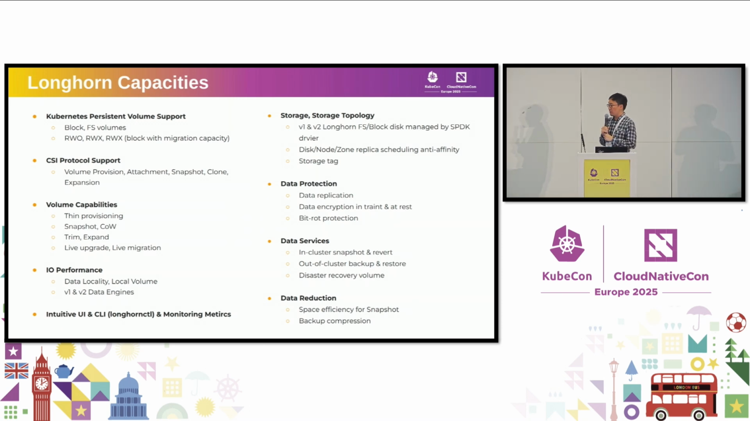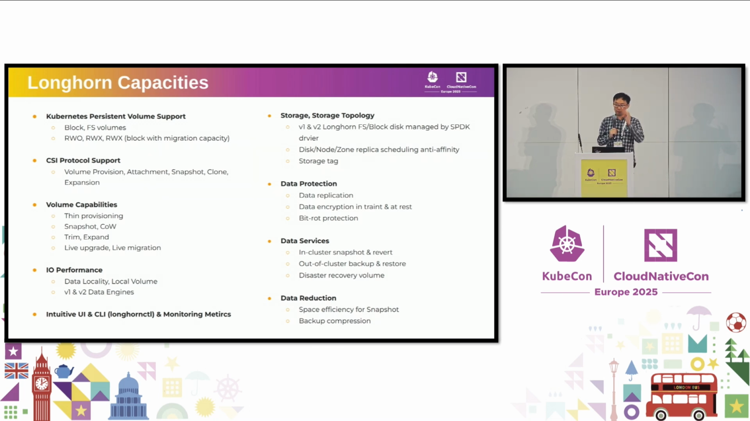So I want to say we support different volume modes and access modes. Right now it's block volume and file system volume, read-write-once and read-write-many. And the other one I mentioned is read-write-many, but actually it's block volumes with migration capability. So this is what I mentioned initially. If you want to use it with KubeVirt, you can migrate your VM volume around. This is the mode you can use. And the CSI protocol, we try to fulfill all the capabilities we can: volume provision, attachment, snapshot, clone, and expansion.